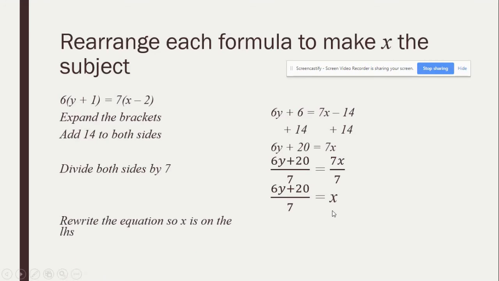And remember what we said at the end: can you please put the x on the left-hand side? So we go x is equal to 6y plus 20 divided by 7. Beautiful. Right, go ahead and try some of these.